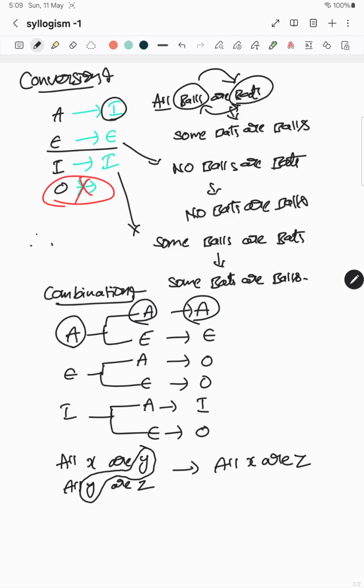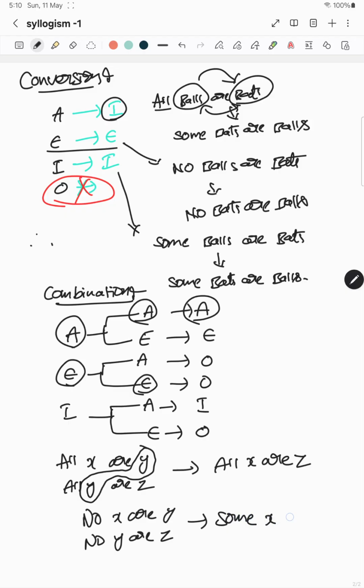Similarly, A mixed with E, we get E. Now see, "No X are Y" and "No Y are Z", here I am mixing an E statement with an E statement, the answer will be "Some X are not Z", because these two we will eliminate. Now what is left? No X are Z.